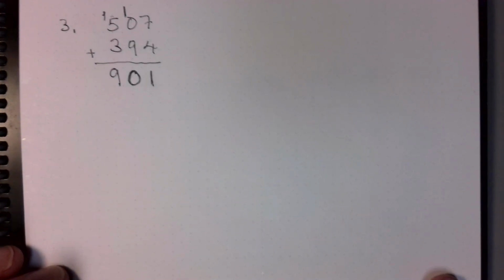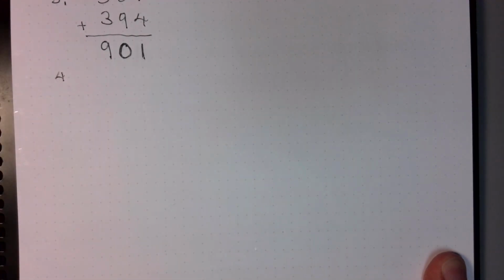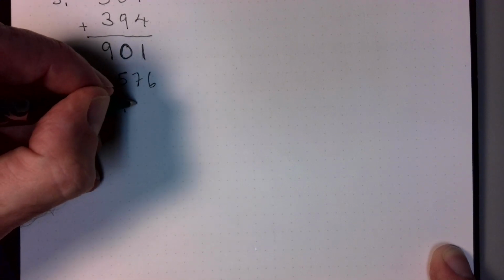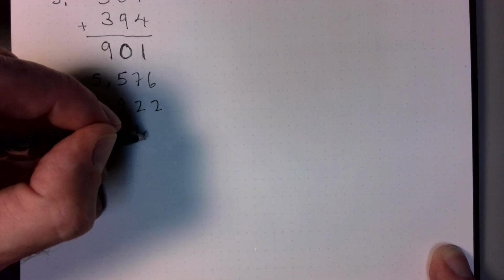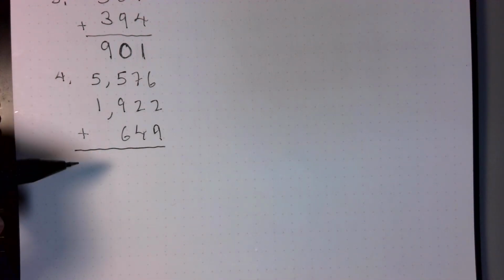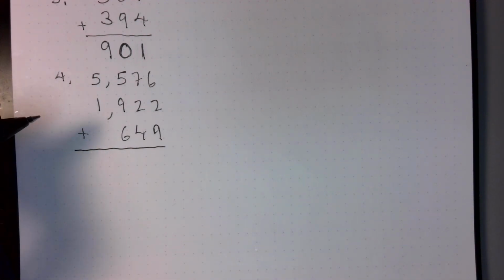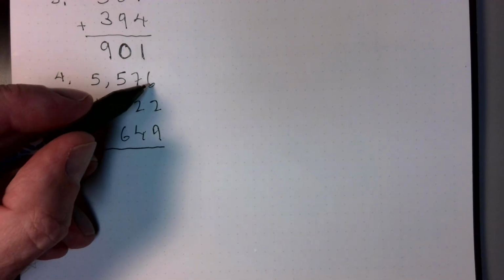And of course, you can do that with any number of addends. We are not restricted to just 2 addends. We could tackle something like 5,576 plus 1,922 plus 649 and do the addition here. Now, this would be very inconvenient to do in the horizontal form. Okay, when the numbers get bigger, the vertical form is the way to go. So let's just crank it out here.